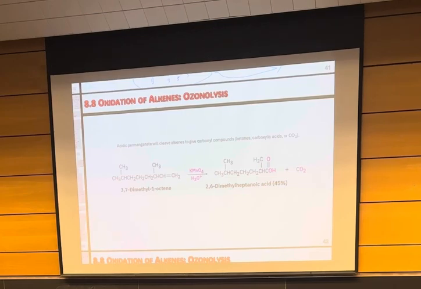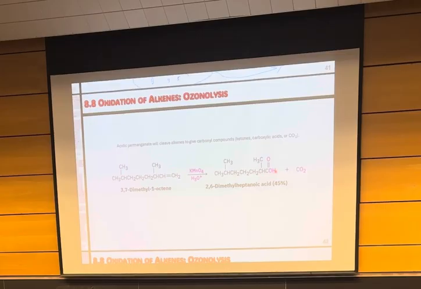Everybody okay with that? Know the levels. Alkene, ozonolysis, what does it do? Alkene, osmium tetroxide, what does it do? Alkene with permanganate conditions, what does it do? Breaks it and oxidizes it all the way up to the acids.